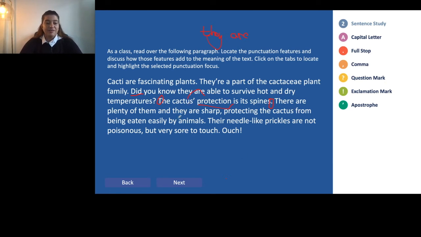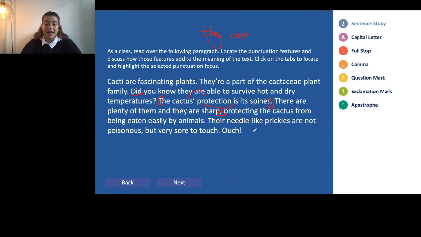There are plenty of them and they are sharp. Pretty good sentence, but we're going to add a little bit on to the end. So some extra information, which is why we've decided to use a comma right here. Protecting the cactus from being eaten easily by animals. Some good information. That's a very good sentence.